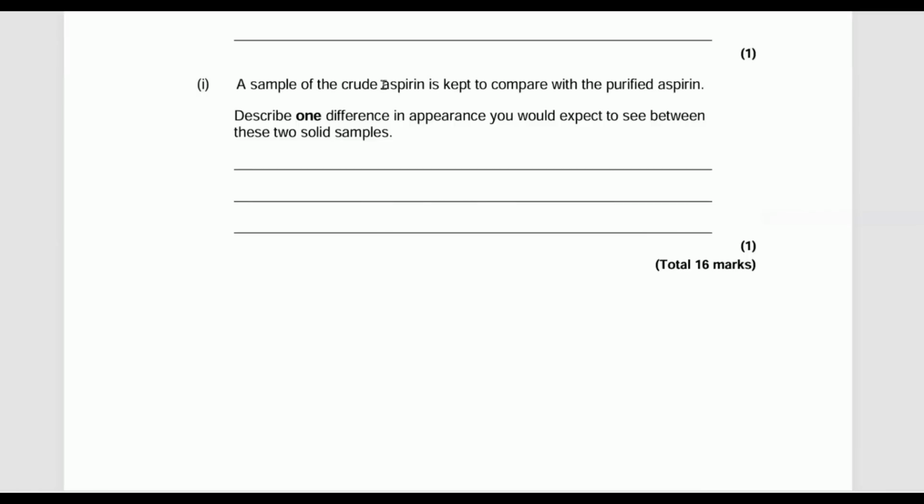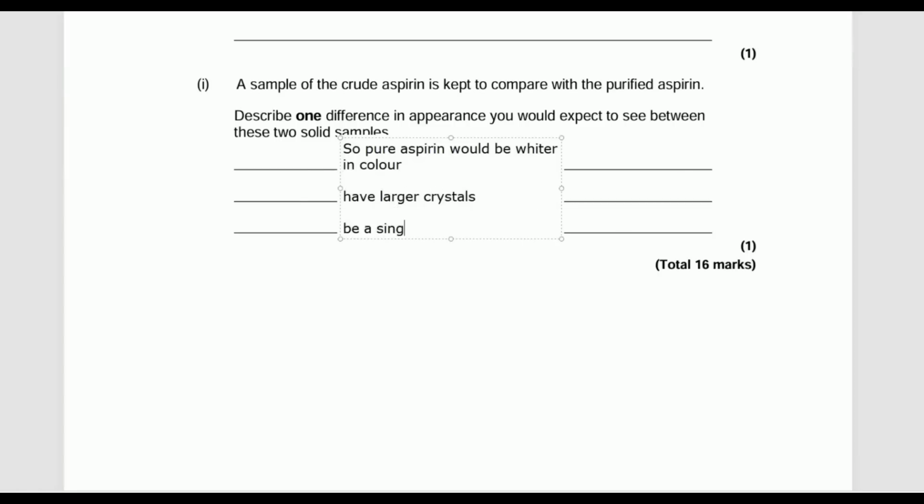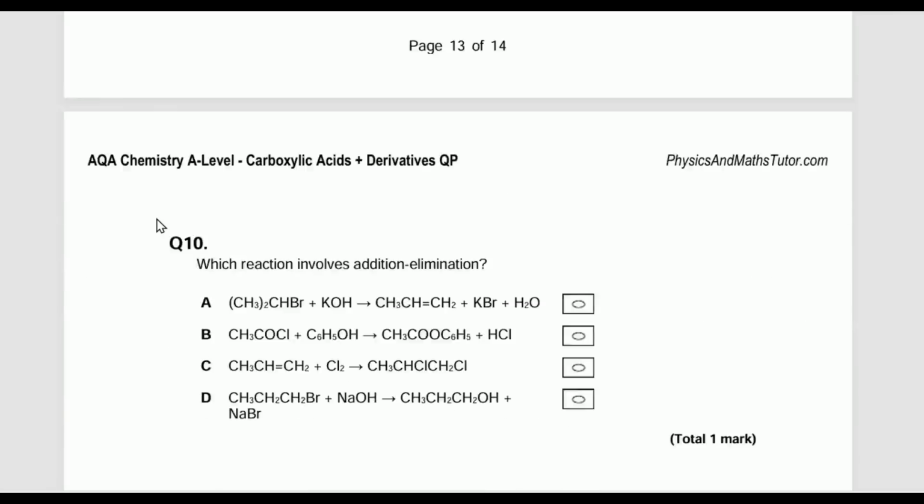All right. Last part to the pack. A sample of crude aspirin is kept to compare with purified aspirin. Describe one difference in appearance. Right. If you have something that's a mixture, so aspirin is white. Pure aspirin will be white. A mixture will be an off-white color. Why? Because there's more than one thing in it. So if you mix different paints together, you're going to get a mixed color. But if it's pure, you're just going to get something made of one clear color. It'll be shinier. It'll have larger crystals, more pointy, sharper crystals, not all different sizes of crystals. So if it's a mixture, you're going to get a mixture of shapes, sizes, colors.